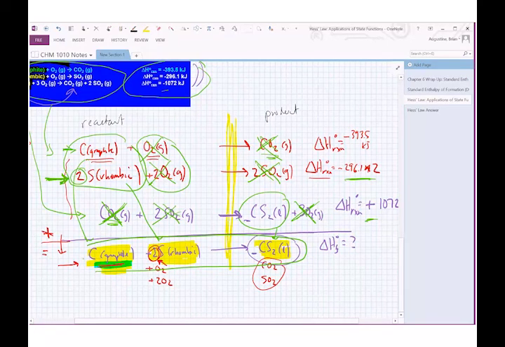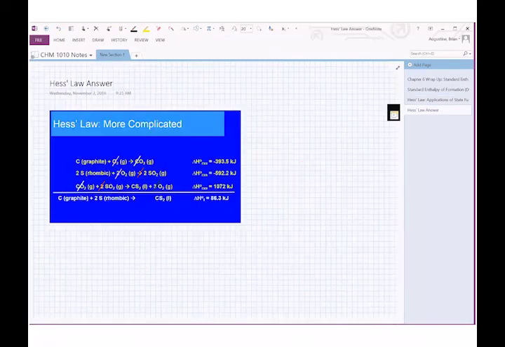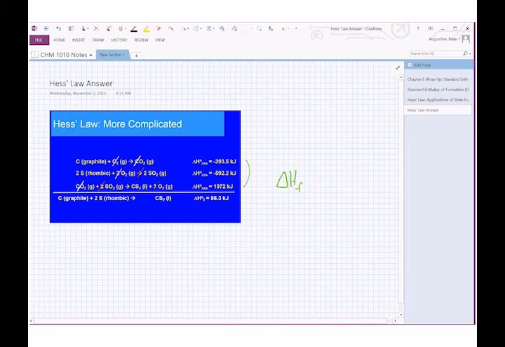Now this is ridiculous. I mean, I've just made a complete disaster out of this. So let's look at this in a little more simple form. Okay, so here are those 3 equations that I've rewritten. Graphite plus oxygen yields CO2, 2 sulfur rhombic plus 2 O2 yields 2 SO2, CO2 plus 2 SO2 yields CS2 plus oxygen. I've readjusted these and I end up with a delta H of formation equal to positive 86.3 kilojoules. Positive tells me it's endothermic, takes energy to make this stuff.